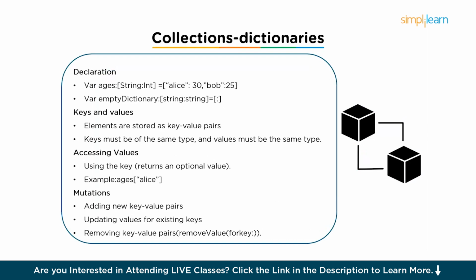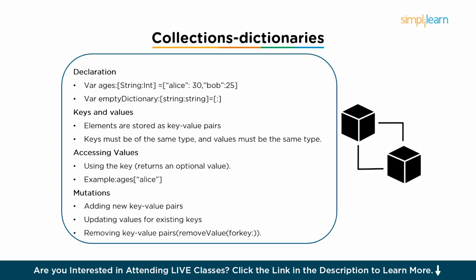Next, we'll move on to collections of dictionaries. Dictionaries store elements as key-value pairs. Each key is unique within a dictionary and is associated with a specific value. A couple of examples include var ages, where string and integer types are given, where you can store string or integer values. We can also give an empty dictionary, which is also given on the screen. We have var emptyDictionary and we're giving it as string, and it is empty, it has no values.